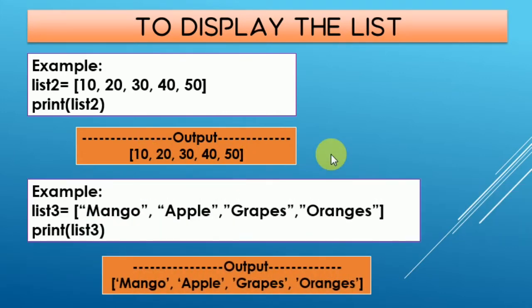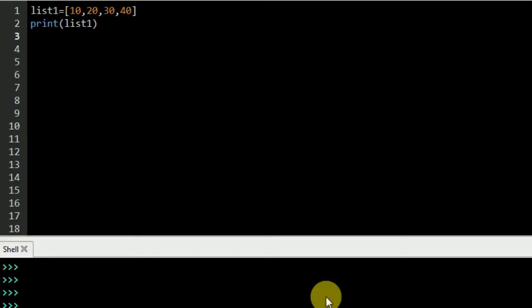In the same way, if you want to display the strings or words which are stored inside the list, it will show us the output on the screen in this way, and this is the method used to display the list. It shows single quotes, mango, apple, grapes, oranges, and the bracket sign denotes that this is a list. Now let us understand the concept practically with the help of an example.